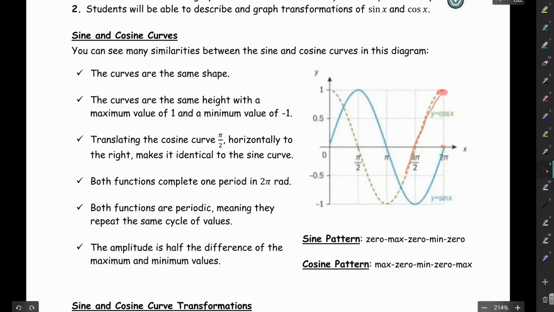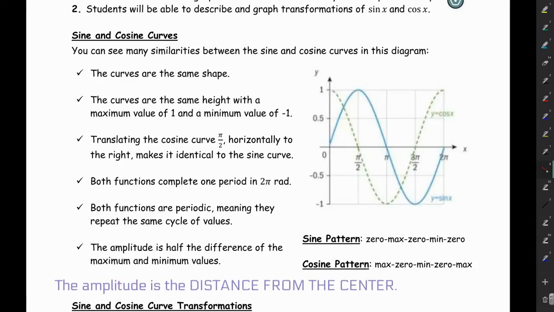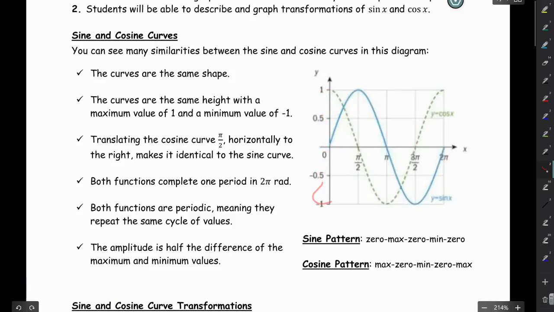Both functions are periodic, meaning they repeat the same cycle of values. The amplitude is half the difference of the maximum and the minimum values. What you have to remember is the amplitude is the distance from the center. It's helpful sometimes to think about the patterns when you have to sketch a curve. The sine pattern has a 0, max, 0, min, 0 pattern, and the cosine pattern has a max, 0, min, 0, max.